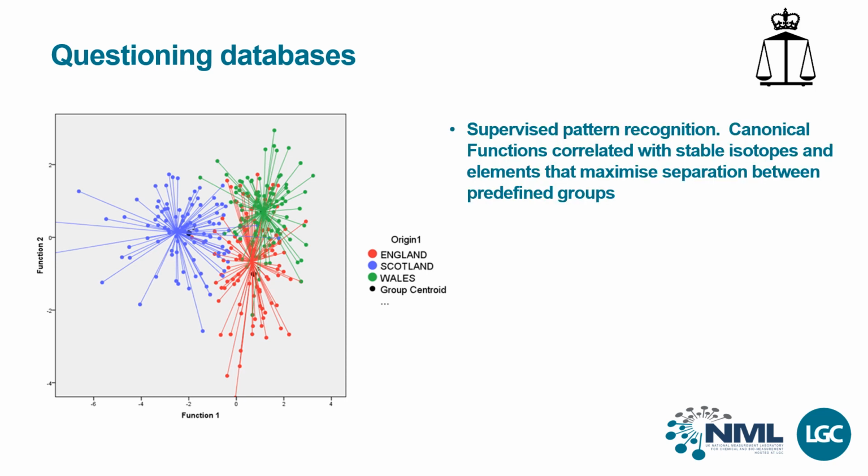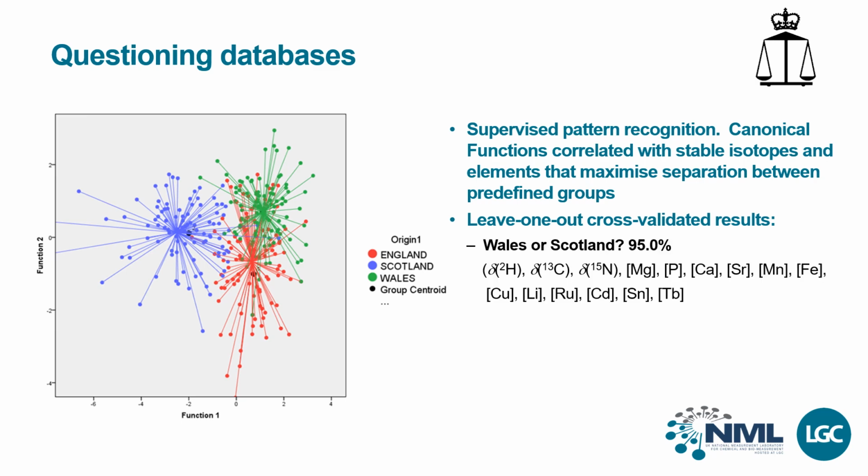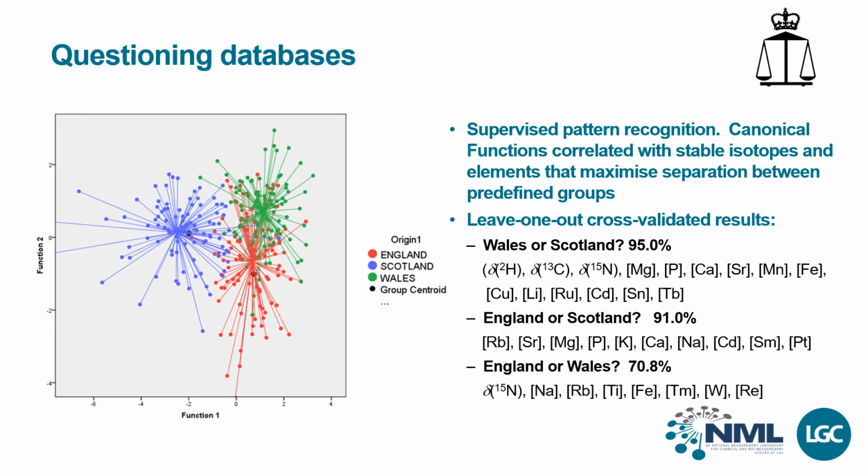Canonical discriminant analysis is used as a robust supervised pattern recognition technique that maximizes the separation between predefined groups, here English, Welsh and Scottish beef. An advantage of canonical discriminant analysis is that it allows us to see which variables play the most important role in achieving the separation of the predefined groups.